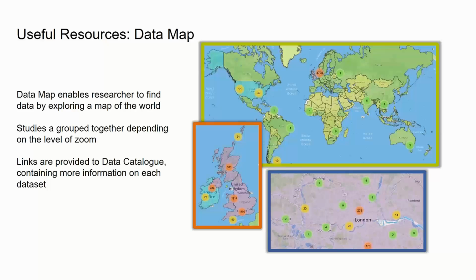Like with key data and data by theme, our data map is available from the Get Data tab located across the top banner of our homepage under the Data by Geography section. Here, you can use a world map to find data sets based on their location. So this can be helpful if you're seeking data from a particular area.